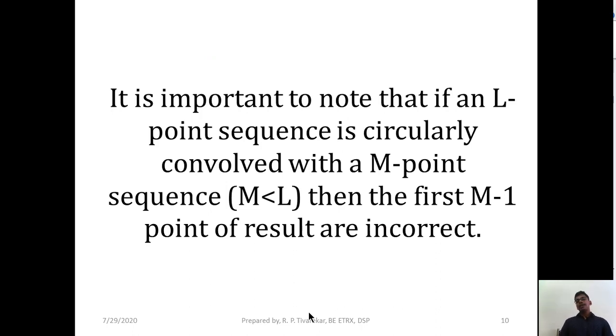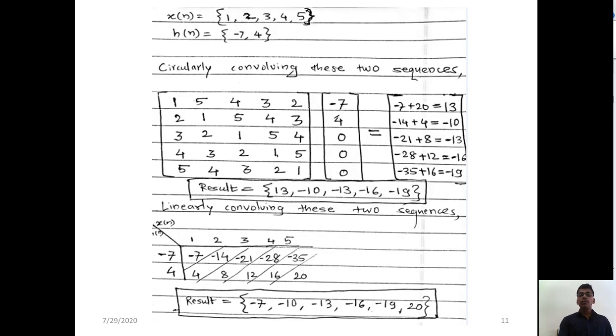It's important to note that if an L point sequence is circularly convolved with an M point sequence where M is less than L, then the first M minus 1 samples are incorrect when compared with the linear convolution result of these two sequences. What do I mean? If you look at this sequence x(n), it has L samples. Here L is equal to 5, and this has 2 samples, that is M is equal to 2. So L is greater than M.